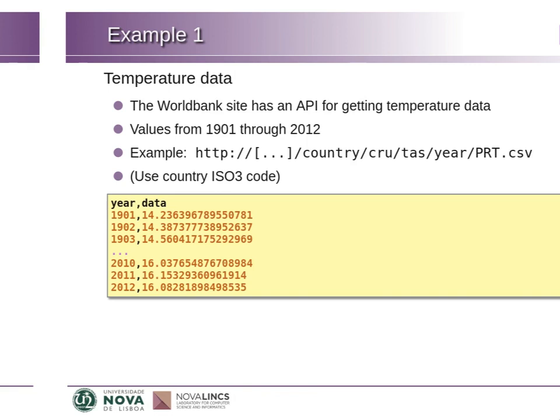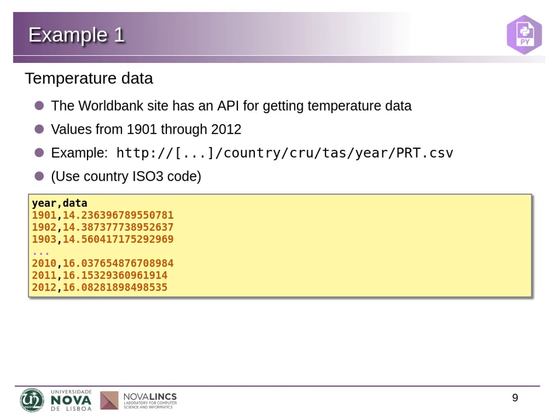We're going to use data from temperature averages for each year. We can get this data from the World Bank site. It has a programming interface that you can use to download the data for different countries. Basically, it's a very simple interface. You have a base URL here, and then you have the three-letter ISO code for the country, .csv, and this gives you a file with the year in the first column and the average temperature for that country in the second column.